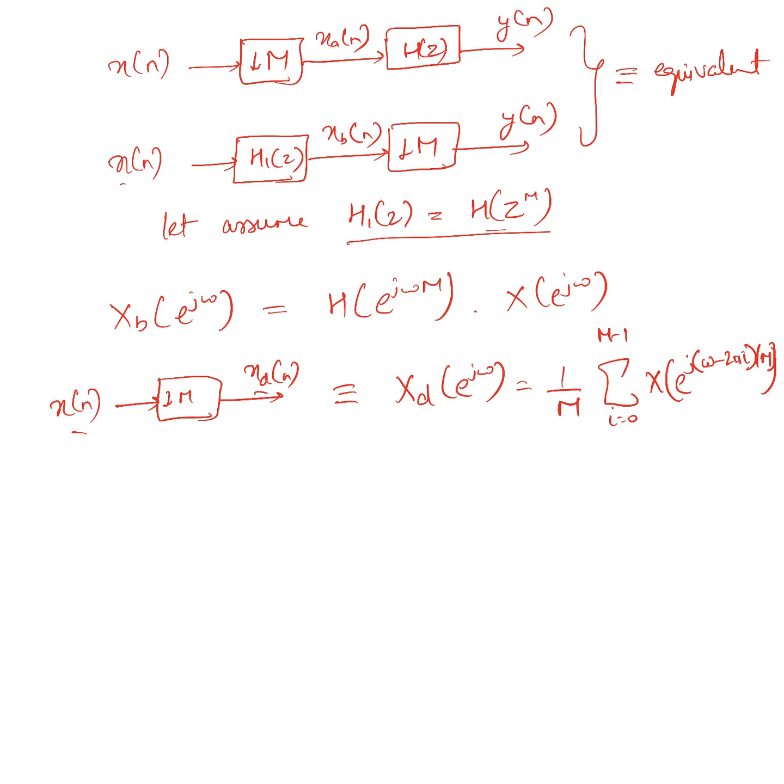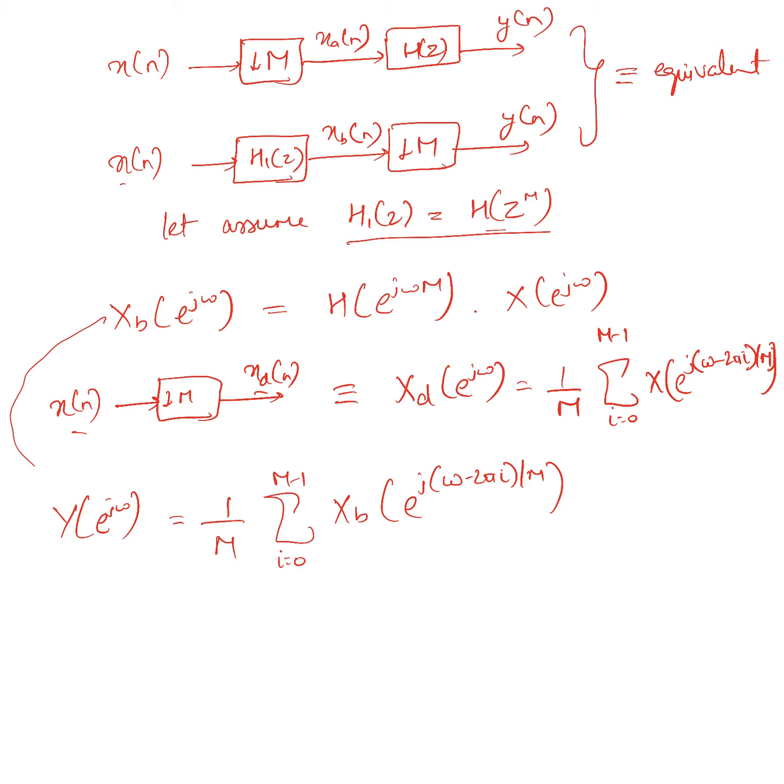So from here, now apply this formula onto the second block diagram. I can write Y of e to the power j omega as 1 by m summation of i equal to 0 to m minus 1 of Xp of e to the power j omega minus 2 pi i by m, because the input signal to this downsampler is xp.